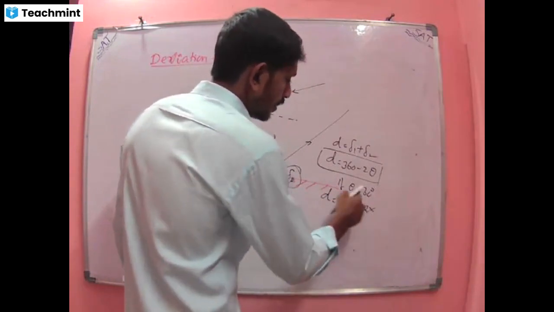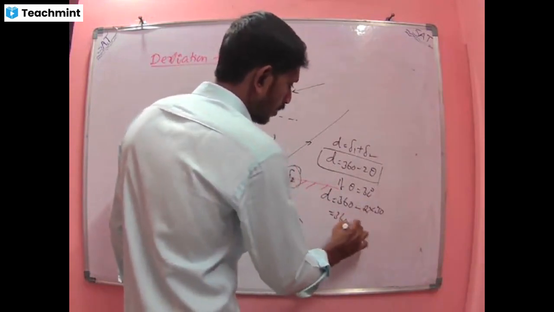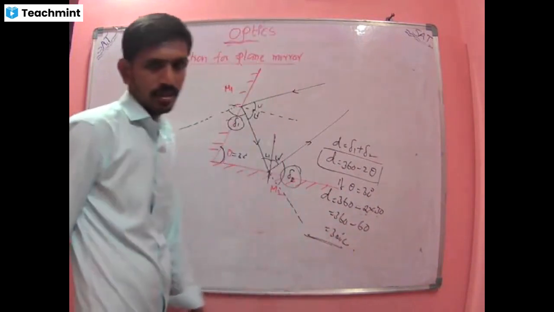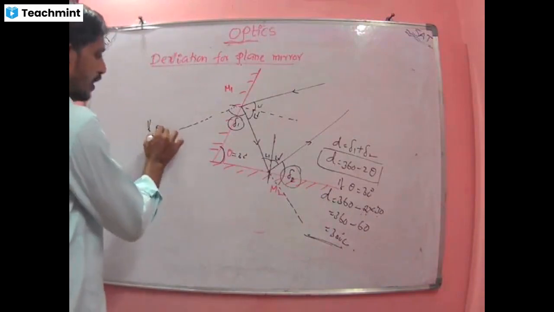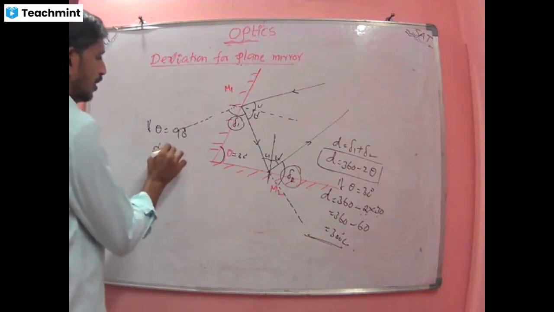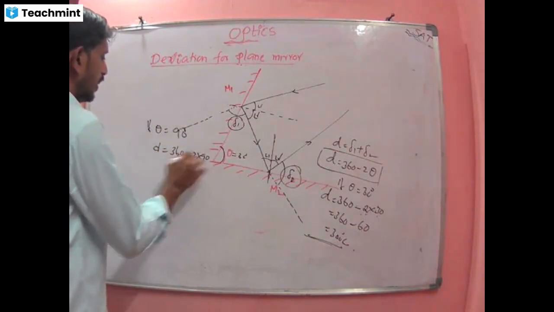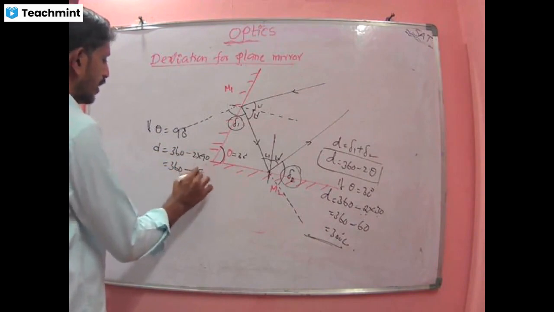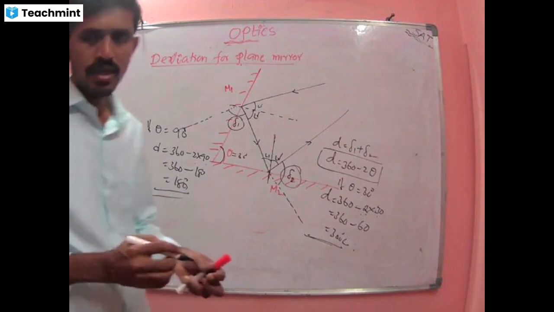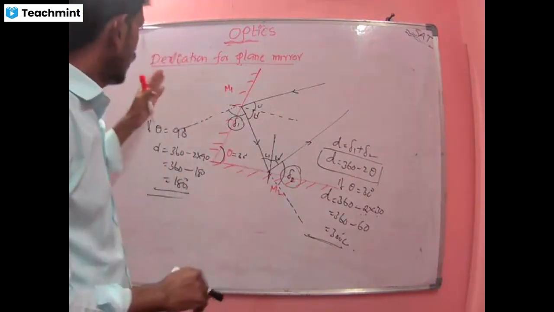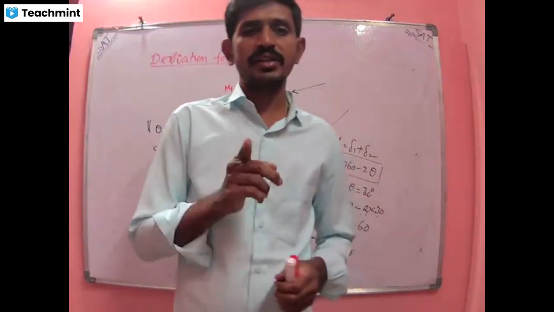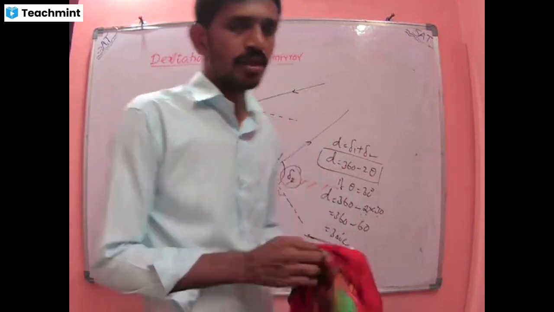So 2 into theta, with theta 30 degrees, is 360 minus 2 into 30, which is 60. That is 300 degrees. This is my total angle of deviation. Next, if theta is equal to, for example, 90 degrees, what is the angle of deviation? D is equal to 360 minus 2 into 90, which is 180. So 180 degrees is my angle of deviation. This is about the deviation for a single mirror and for two plane mirrors making an angle theta. Yes, this is about plane mirrors.